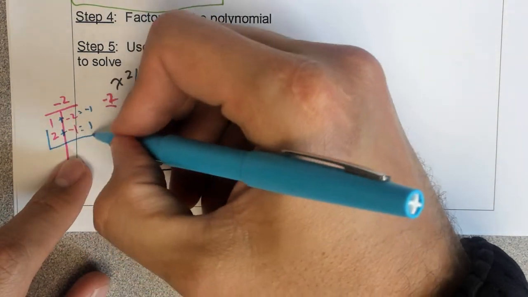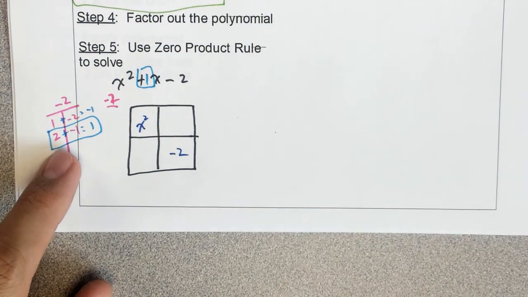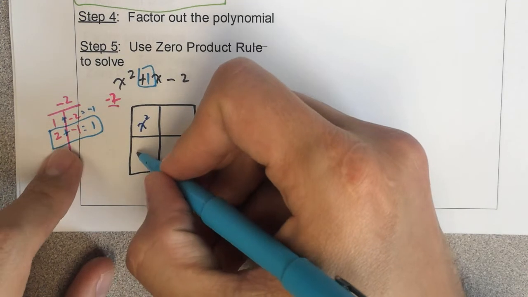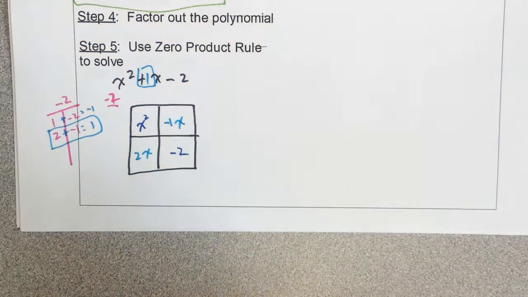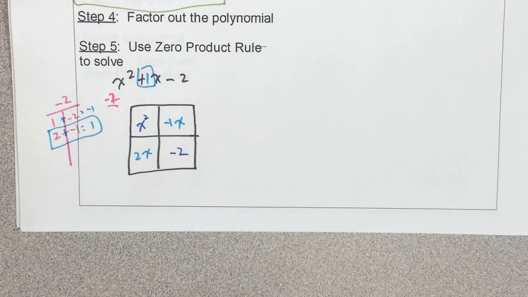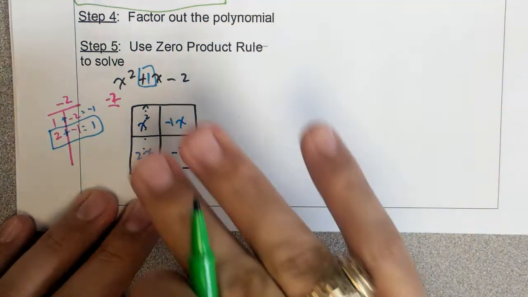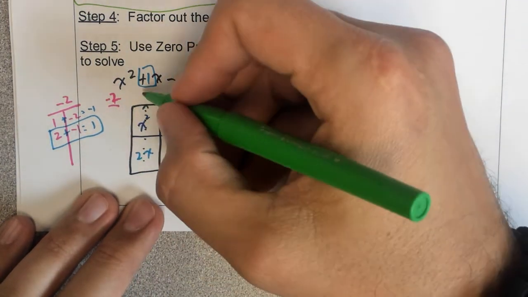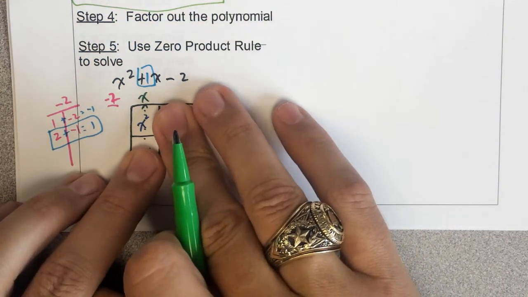So these are the factors we're going to use. This is my 2x, and then I have a negative 1x. Once I have it completely factored like that, I am going to take the GCF in this first column. Only thing they have in common is an x, and then I look and see what I need to multiply here.